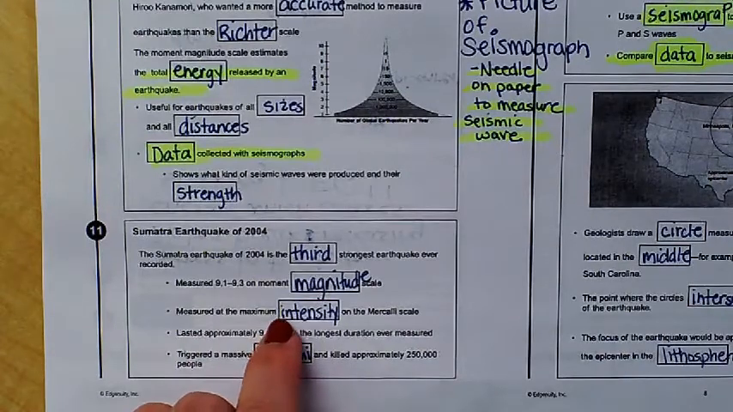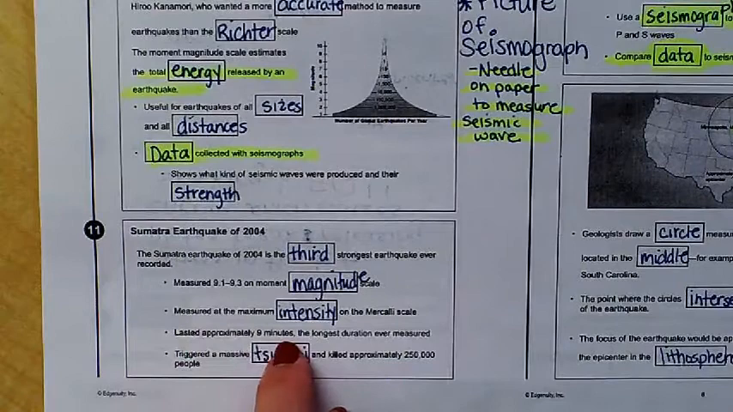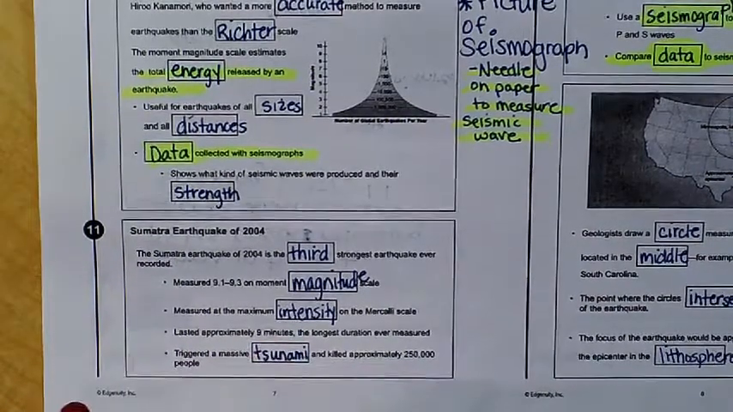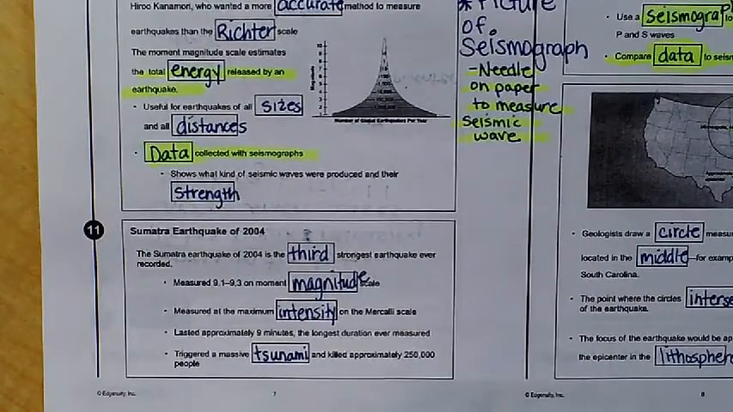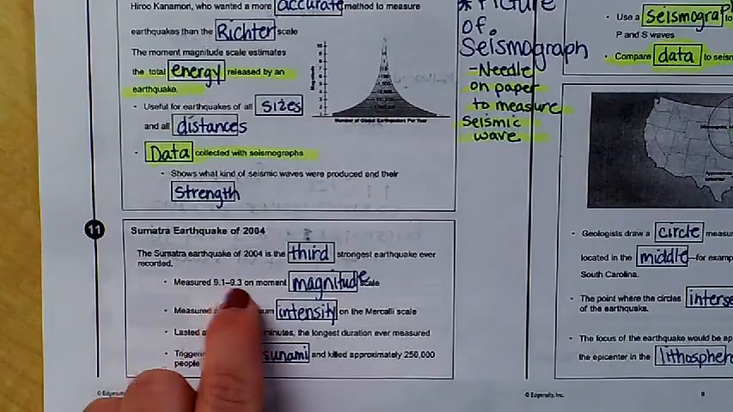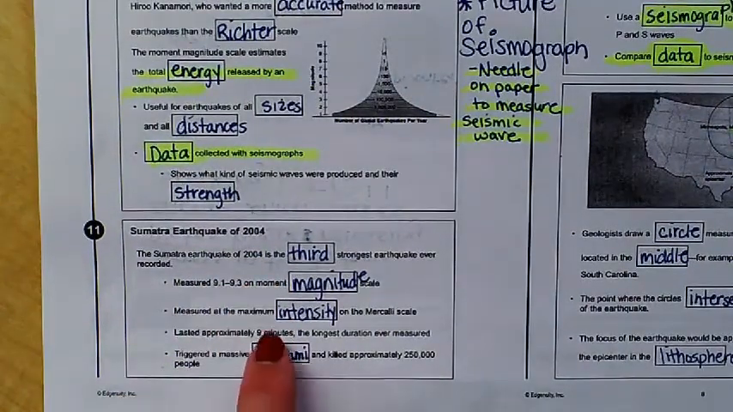They measured maximum intensity on the Mercalli scale because it lasted 9 minutes of shaking. So even Japan, which was a 9.0, only shook for 5 minutes. Alaska shook for just under 5 minutes. So 9 minutes of shaking at this 9.1 to 9.3 is a tremendous shaking and ground movement.